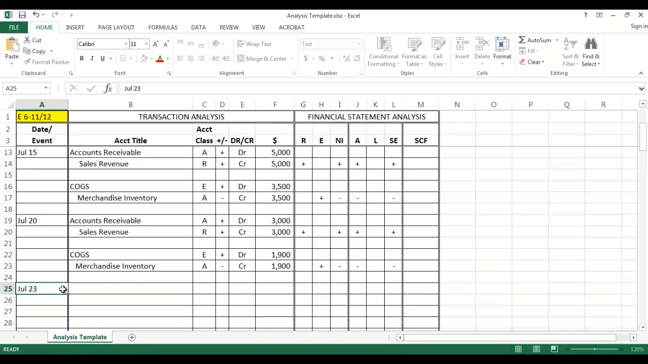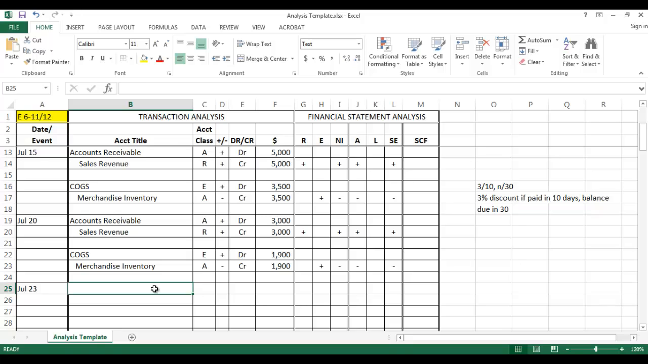On July the 23rd, we collected payment from Claudio's from the July 15th sale. So here the timing is important. They are paying us 8 days after their original purchase. So they're within the 10-day discount period. So they get a 3% discount. Right? Remember, 3/10, n/30 means 3% discount if paid in 10 days. Balance due in 30. Okay, so Claudio's gets a 3% discount on their original purchase.